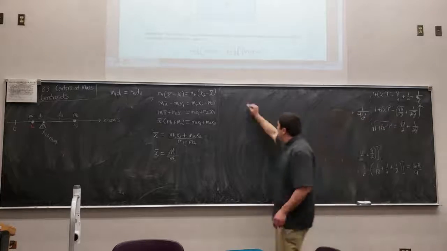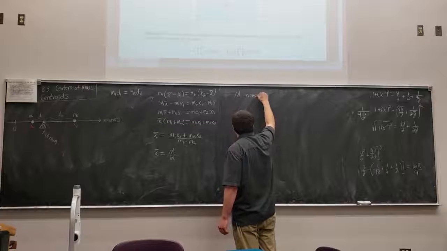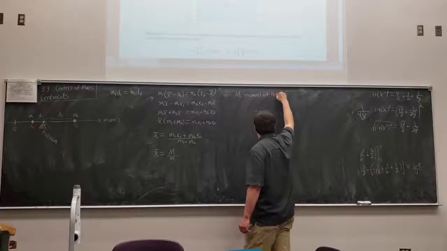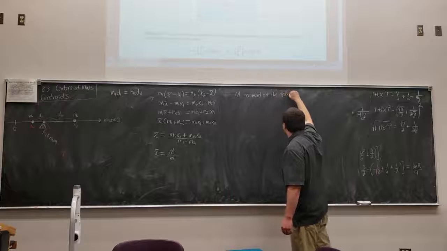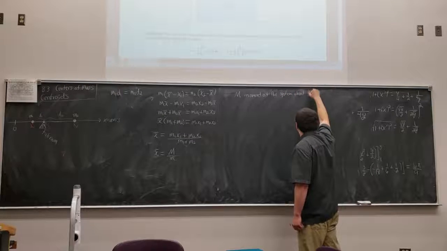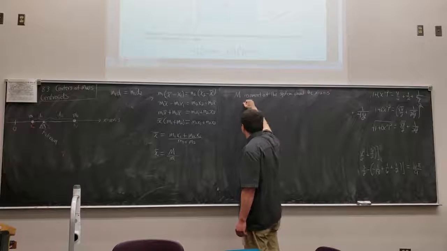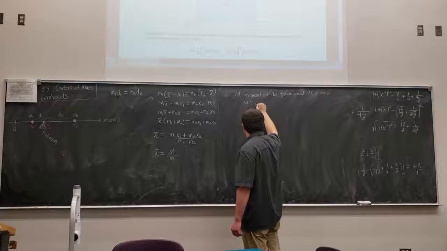So we say that m is the moment of the system about the x-axis. And we define m to be the summation as i goes from 1 to n.